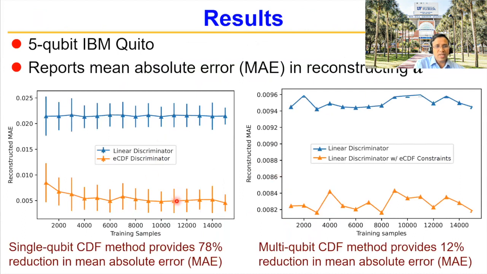And here are some results. Just to say, for a single qubit, we can reduce the mean absolute error by almost 78%. Even for multi-qubit, it's a reduction of 12%. So it's not only that we are reducing the error, we are also able to drastically reduce the number of times we need to measure.